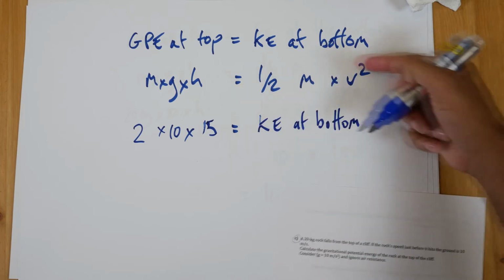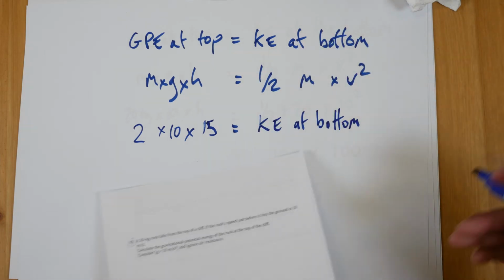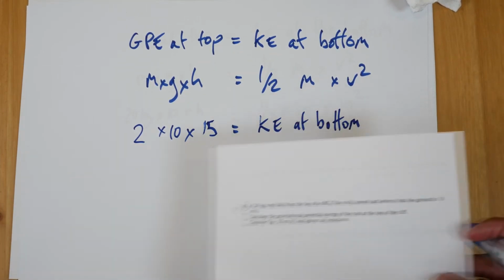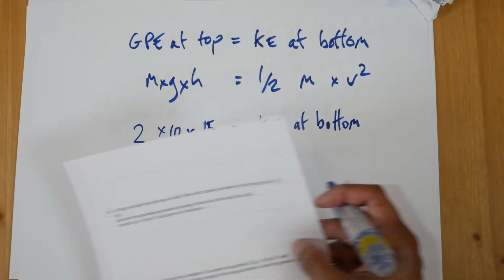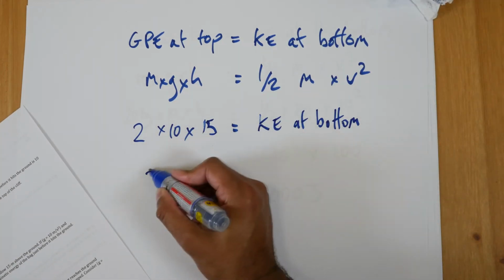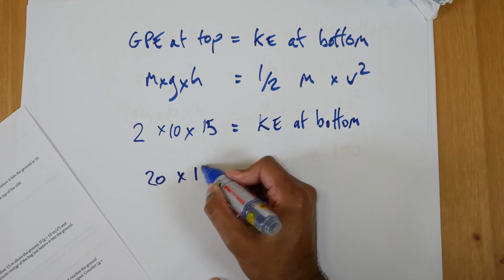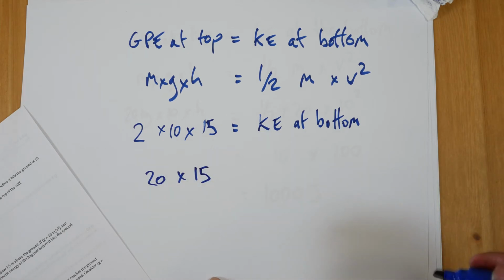We don't need to work out any of this stuff. We just don't need to. We've got all of the numbers on one side. Okay, so let's work this out. 2 times 10 is 20 times 15. This is going to be something like 300.